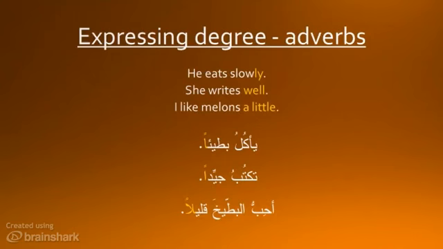What is an adverb? It's like an adjective, but instead of describing a noun, it describes a verb. It gives us information about how something happens or is done. He eats slowly. She writes well. I like melons a little.